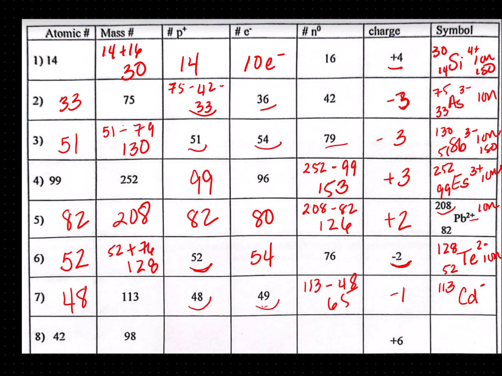Since it has a +6 charge, it has 6 more protons than electrons. 42 minus 6 is 36. Since the mass number is given, to find the neutrons, we use the given mass number minus the number of protons to get 56. This is molybdenum, Mo, with a charge of 6 plus, mass number of 98, atomic number of 42. This is an ion and an isotope.